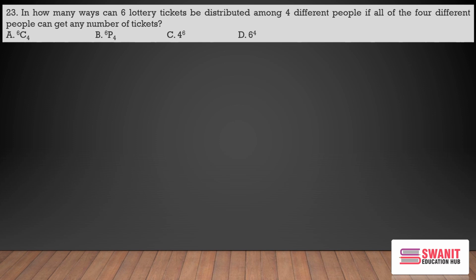In how many ways can 6 lottery tickets, L1, L2, L3, L4, L5, and L6, be distributed among 4 people, P1, P2, P3, and P4, such that they can get any number of tickets? Now this is a little different question from permutations and combinations, which means any one of them can get any number of tickets. Maybe all the tickets can be received by person 1, maybe all the tickets can be received by person 2, or any way around.